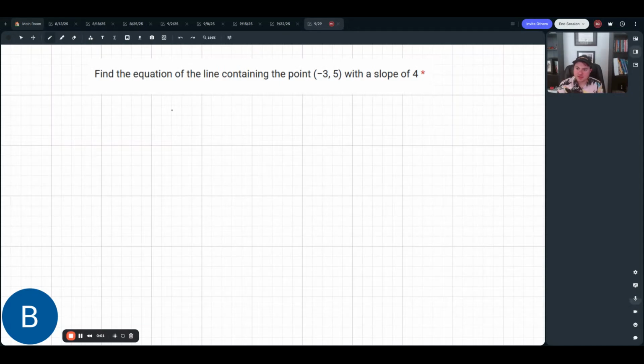With my math experts, and today I'm going to show you how to find the equation of a line containing the point -3, 5 with a slope of 4. I'm going to show you how to do this algebraically.